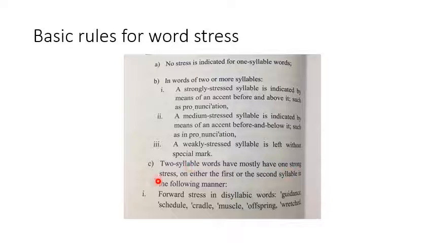one strong stress. 2 syllable words بيكون عندها one strong stress either on the first syllable or in the second syllable. خلينا نشوف الكلمات من مقطعين بيكون فيها one strong stress، يا بيكون على المقطع الأول يا على المقطع الثاني. أمثلة على الموضوع: forward stress يعني stress على المقطع الأول in disyllabic words, in words with two syllables are like. عندنا كلمة guidance، schedule، وعندي cradle، وعندي muscle، وعندي offspring، وعندي wretched. تمام. So these are examples of stress on the first syllable.